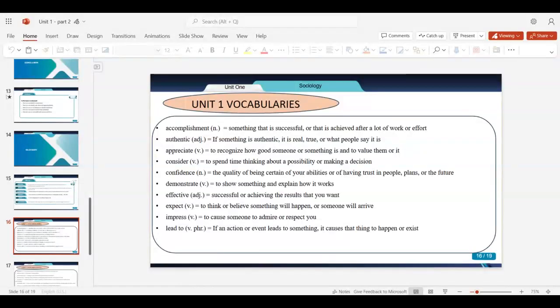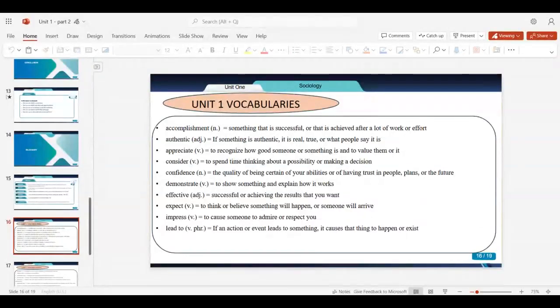Now we have the next word, consider. It's a verb: to spend time thinking about a possibility or making a decision. Then we have the next word, confidence. It's a noun: the quality of being certain of your abilities or of having trust in people, plans, or the future.